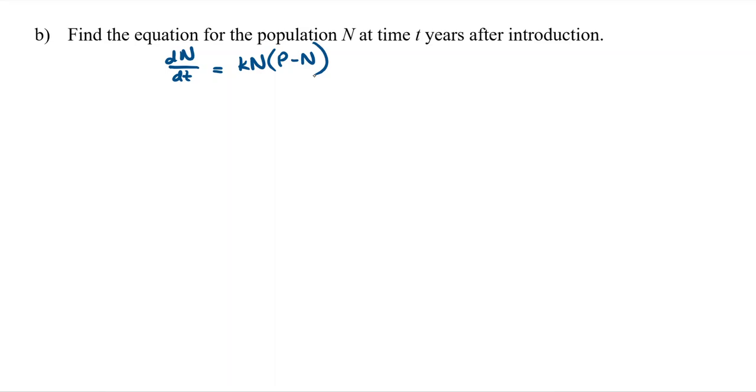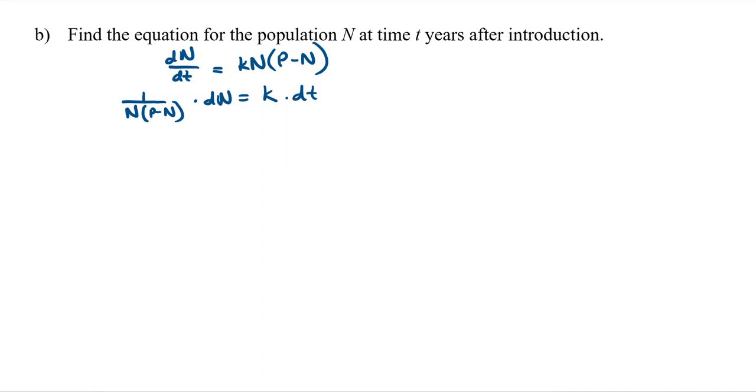So I'm going to divide the N over, and I'm also going to divide the whole bracket, which is the P minus N, because it has an N in it. I need to divide it across to the other side as well. The P is just a constant, so it's not a problem here. That's going to stay with the dN. The only letter left on the right is the k, and I'm multiplying the dt across to the other side.